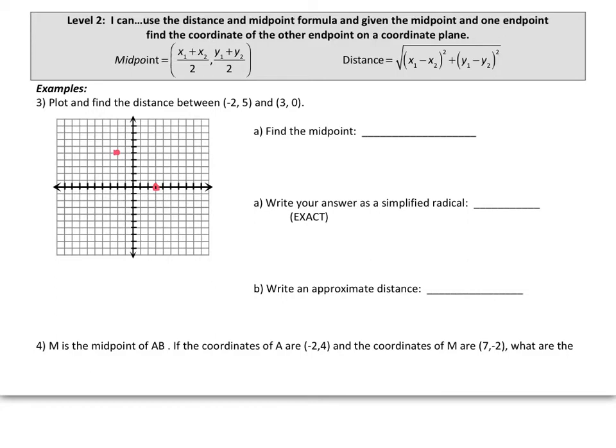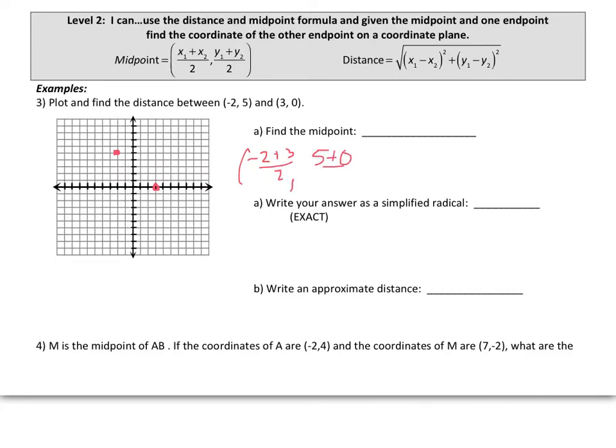Sometimes the numbers work out nicely, sometimes you get decimals. It just kind of depends on how it all works out. So what we're going to do here is add the x's. In this case we have negative 2 and 3. So we take negative 2 and add 3 to it, divide by 2, and then you add the y's, so 5 plus 0.